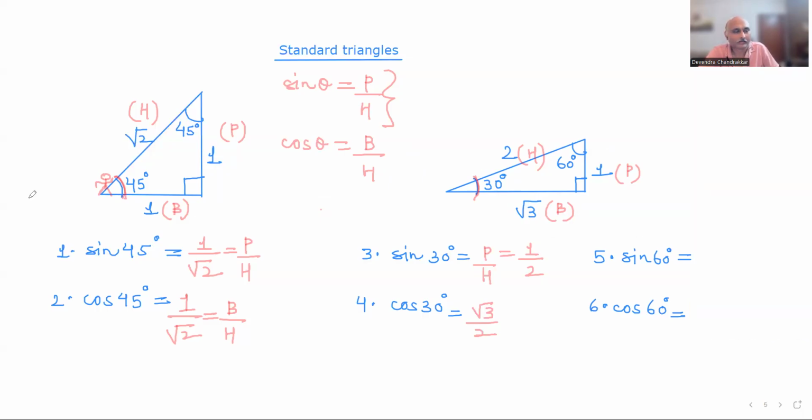For 60 degrees, I'm denoting 60 degrees with a different color. Let's say it's green. So this is 60 degrees. For 60 degrees, this is perpendicular, this is base, and the hypotenuse remains the same. So sine 60 is root 3 by 2 and cos 60 is 1 by 2. I hope all of you got these answers correct. Yes or no? Yes, sir. Okay, good.